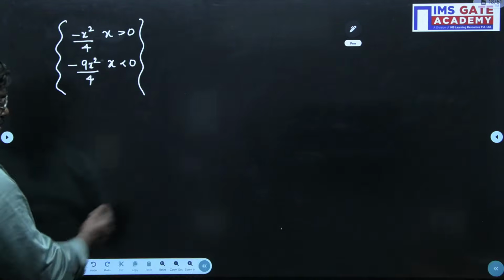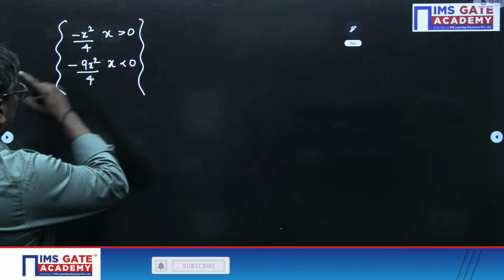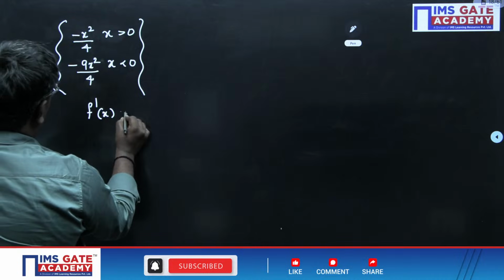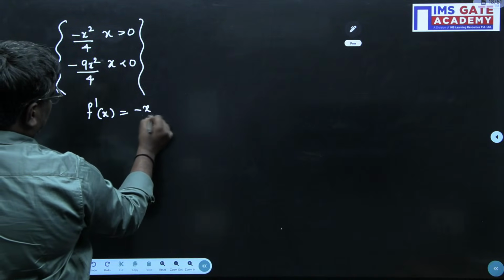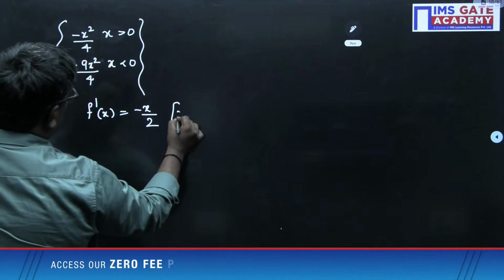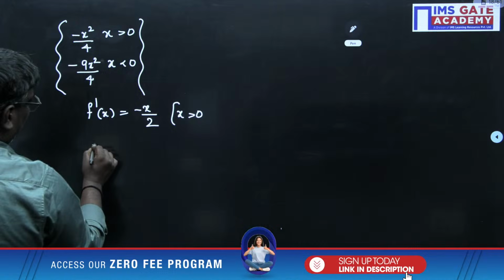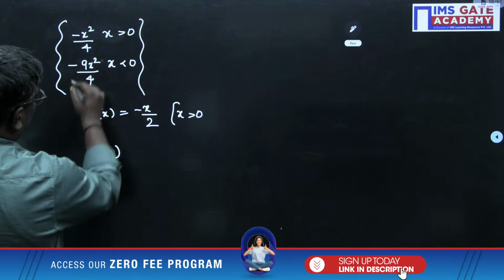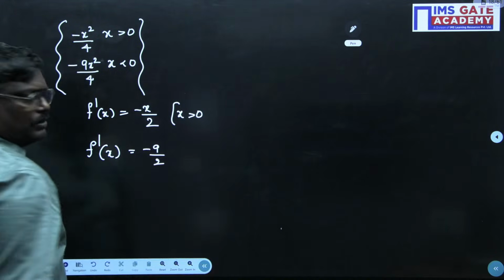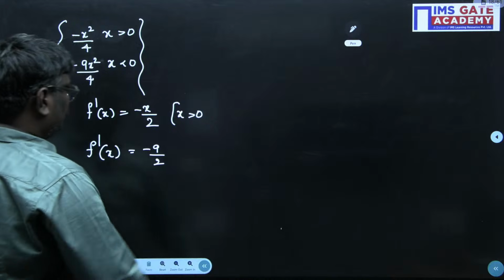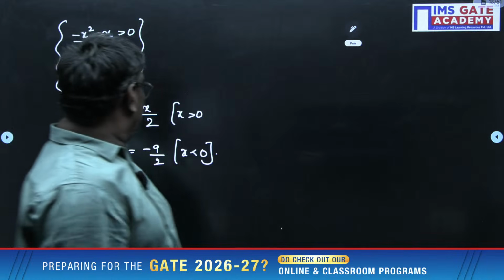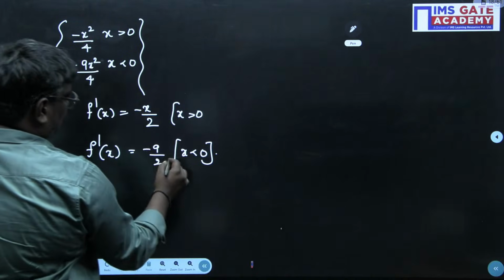Now we have to find out whether f dash is continuous or not. So if I see here, f dash of x is 2x by 4, that is minus x by 2, for x greater than 0. The other case: f dash of x is minus 18 by 4, which is minus 9 by 2 times x. Yes or no? This is f dash of 0.